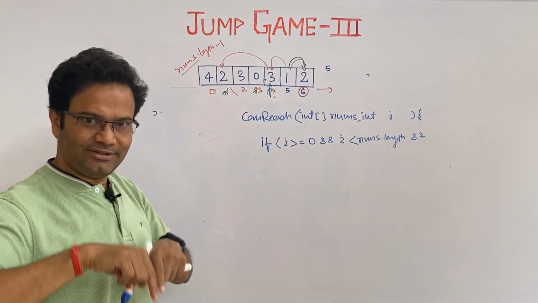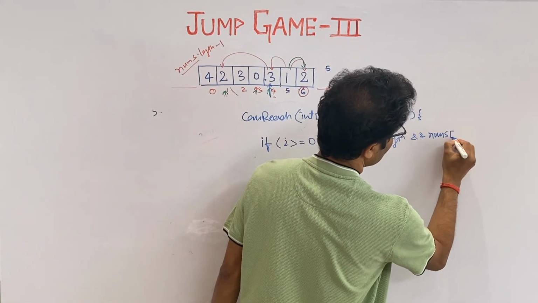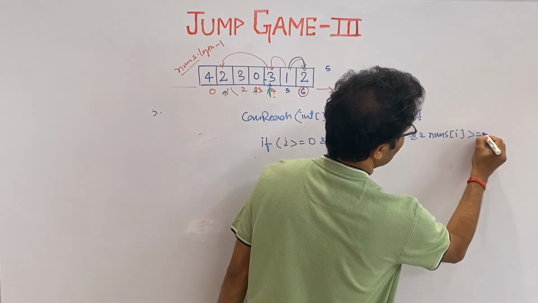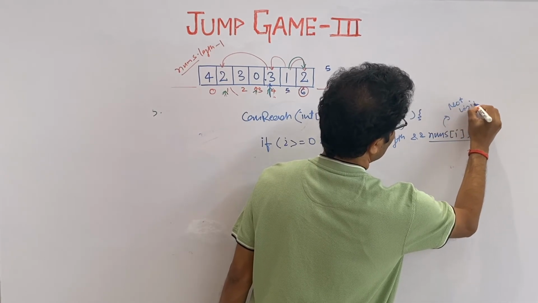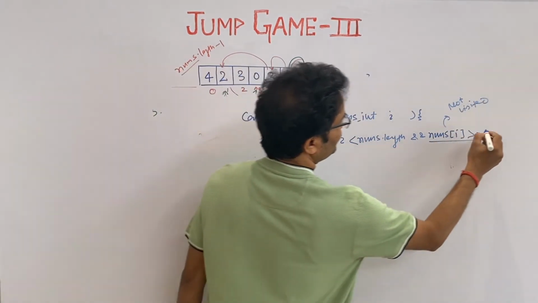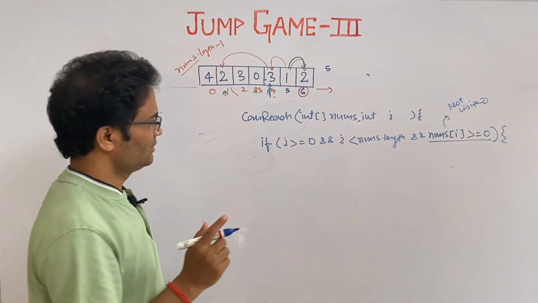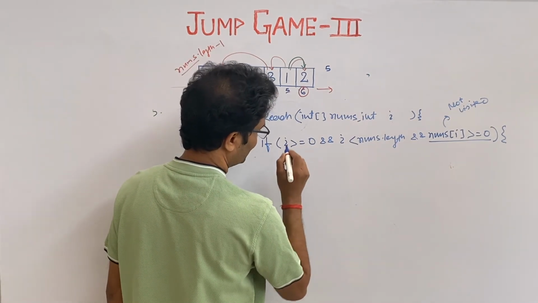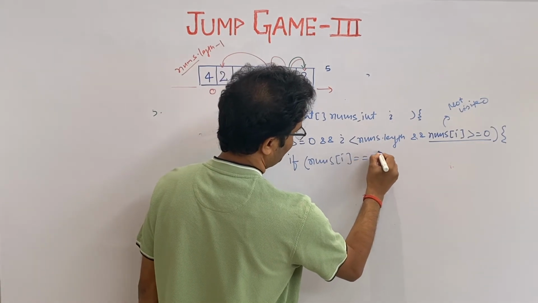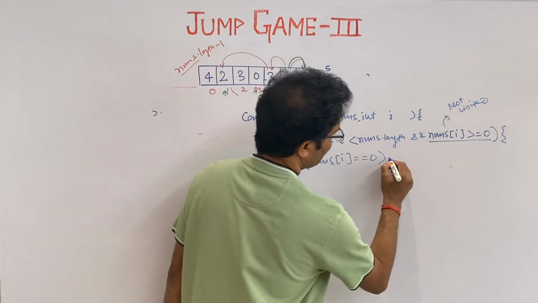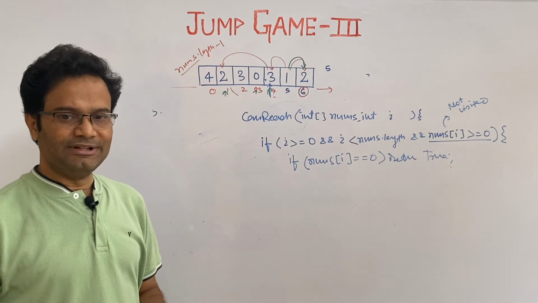So I should not visit the visited element. For that you have to take the condition that nums[i] should be greater than or equal to 0, meaning not visited. Visited value is always a negative value. We start from here, and if that element's value, nums[i], is equal to 0, which is the third condition we discussed, then right there we return true, because we have already reached it.